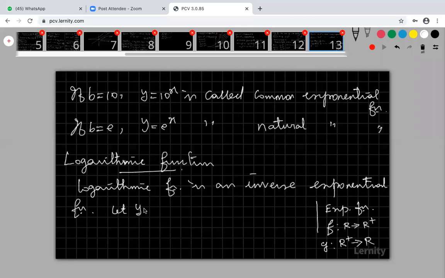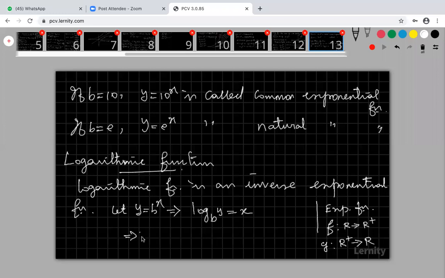Let y equal b power x. Then my logarithmic function is log base b of y equal to x. This is defined as the logarithmic function of this exponential function. The inverse of this exponential function is defined as: y is equal to b power x, then log base b of y equal to x. This is my logarithmic function.